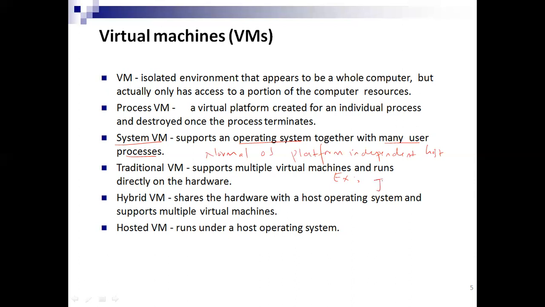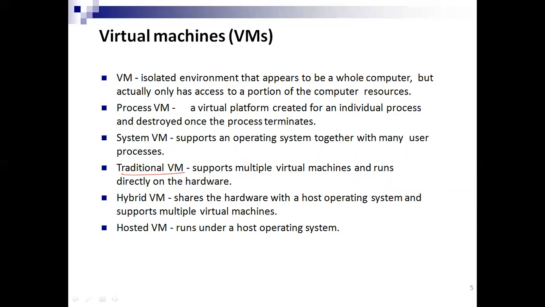So what is this JVM? Java virtual machine. Java virtual machine is the best example for system virtual machine. It's the best example for what? System virtual machine. So next we'll have the next virtual machine, that is traditional virtual machine.